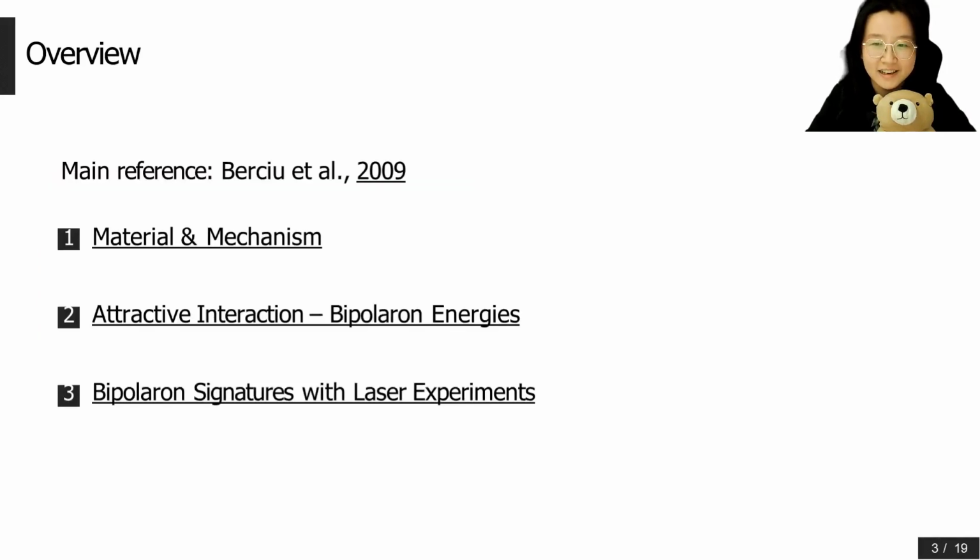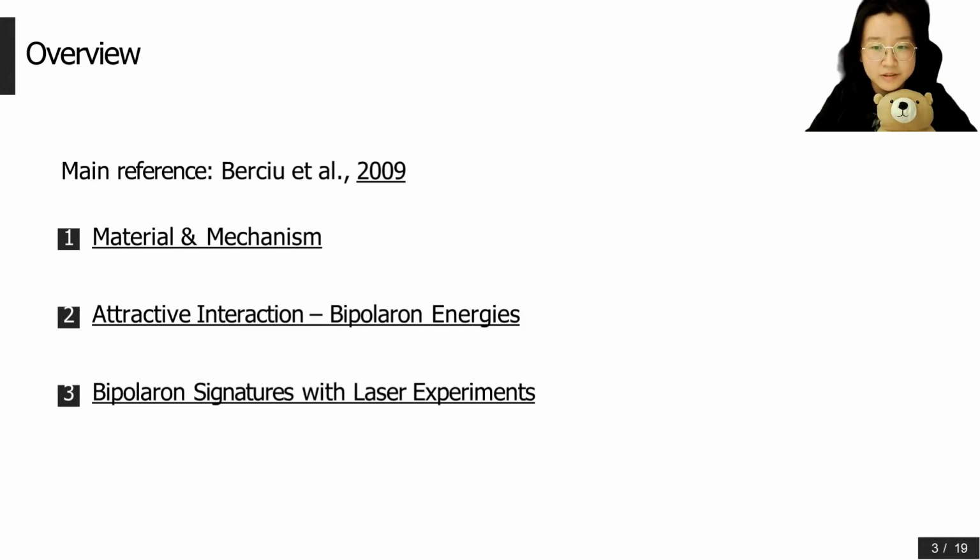In today's talk, I will give you an introduction to our material, iron arsenide, and introduce how electrons and induced dipole moments play a role in our mechanism of interaction. Next, we bring two such electrons closer together and show that this object, the bipolaron, is indeed energetically more favorable. And finally, we introduce some theoretical predictions for a laser experiment that can potentially verify the existence of polarons and bipolarons in this material.